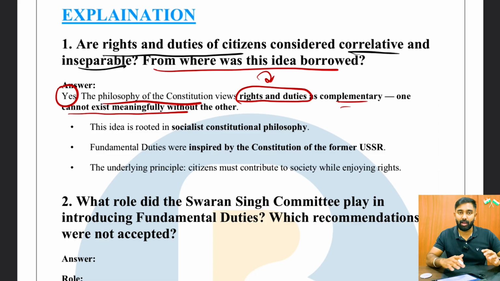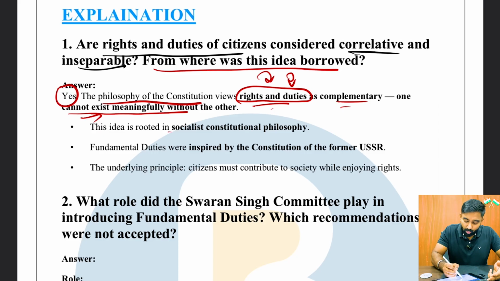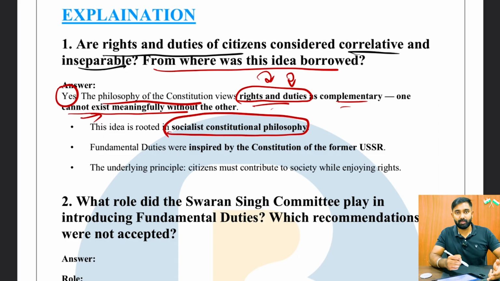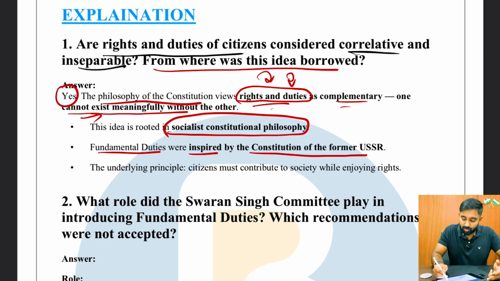So rights and duties are complementary, correlative. We cannot say that only rights are important, because rights are definitely important to safeguard the well-being of the individual citizen, but also what is he contributing to the society where he is living, and that is where the duties come into the picture. So rights and duties both are important and complementary to each other. One cannot exist meaningfully without the other. This idea is rooted in the socialist constitutional philosophy that we have implemented, and fundamental duties were inspired by the constitution of the former USSR.